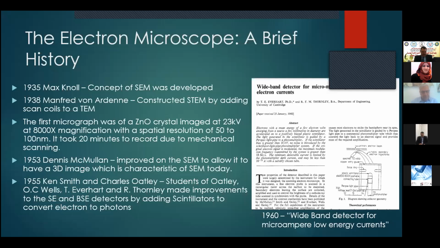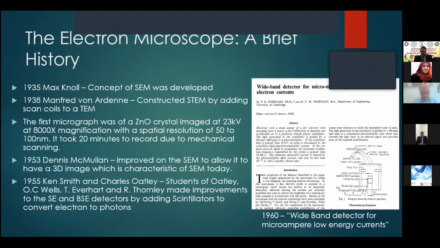So the first micrograph that was analyzed with the SEM was actually a zinc oxide crystal. And this was imaged at 23 kilovolts at 8,000 times magnification with a spatial resolution of 50 to 100 nanometers, which is amazing to think about, how long ago that was. But unfortunately, scanning such a sample took 20 minutes back then, where it now happens instantaneously. So it took 20 minutes because they had to manually, mechanically move the stage in synchronization with the beam. So it wasn't so high tech, of course, back then.